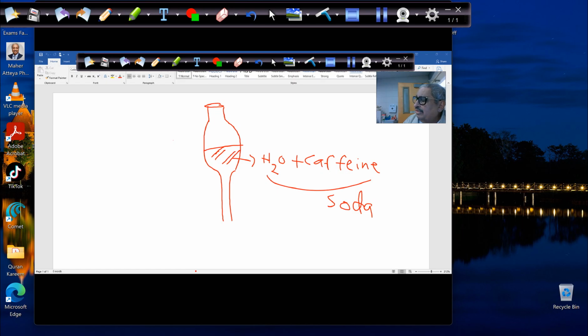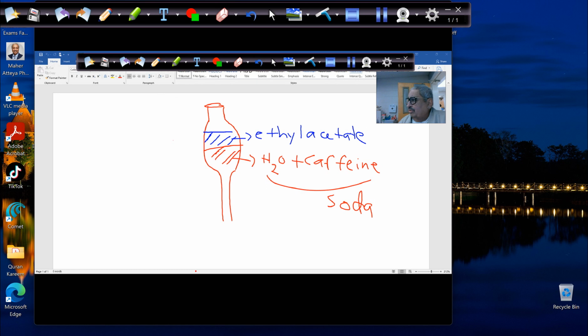So at the bottom you will see our soda, which has H2O and caffeine, and the ethyl acetate on top. You will be wondering, why is the solvent ethyl acetate on top while the caffeine, darker in color, which is dissolved in H2O, is at the bottom? Well, I will mention it in a couple of minutes. Let me finish writing. So ethyl acetate on top.